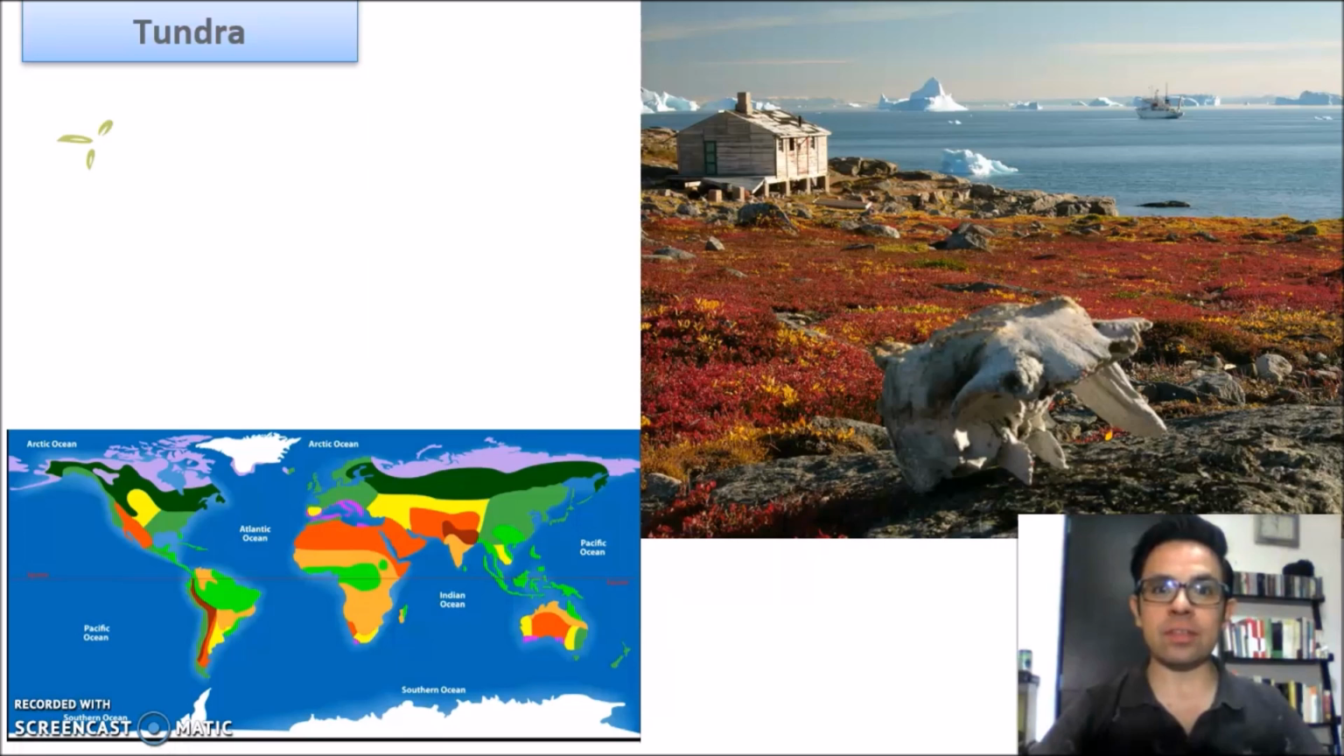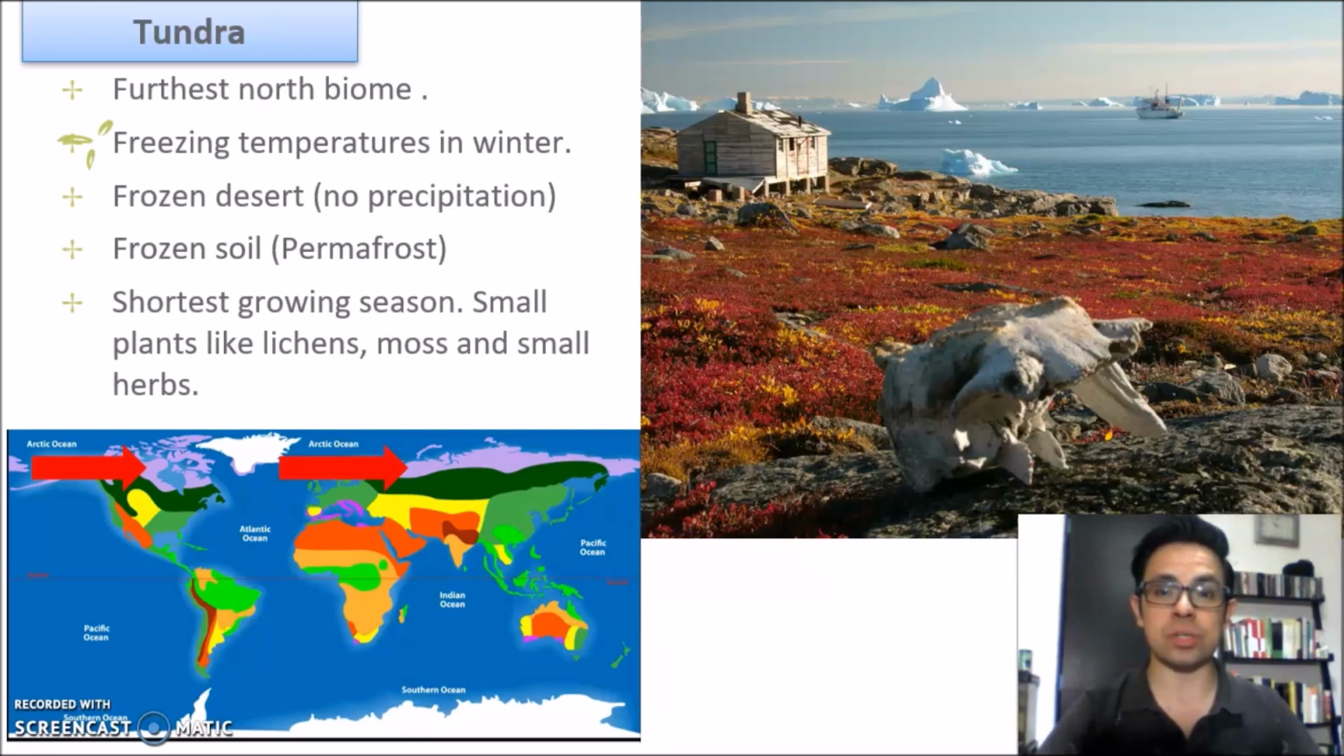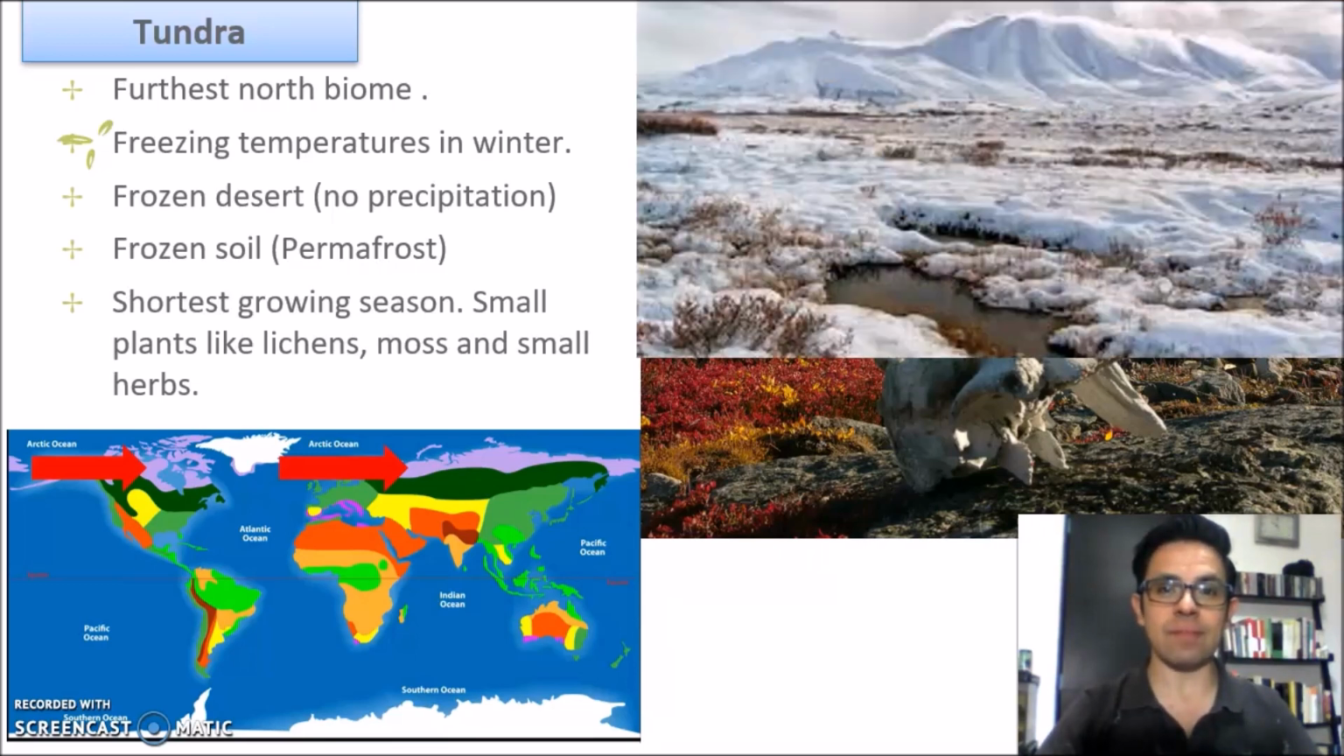Tundra is the furthest north biome in the world, almost touching the polar caps. This biome is considered a frozen desert because of the almost non-existent precipitation and very low temperatures. Tundra has a layer of constantly frozen soil known as the permafrost, which prevents the little water that falls on the ground from seeping in and accumulating nutrients. Therefore, the only plants that are capable of growing there are small lichens, mosses, and dwarf herbs. Because of these conditions, tundra has a very short growing season. This is why it's considered one of the most fragile biomes of all. These are some pictures of the tundra biome.